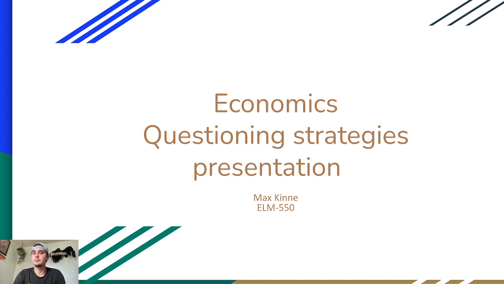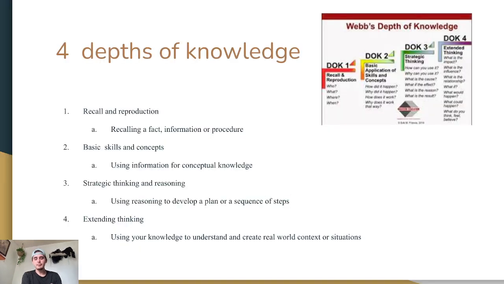So the first thing that we need to do is discuss the concepts of the depths of knowledge. We have the four depths of knowledge. Webb's depths of knowledge go to recall and reproduction, the basic skills and concepts, strategic thinking and reasoning, and extended thinking. So if we're going base by base, we're going to start with recall and reproduction. That's just recalling a fact or information about the concept. In this context, it'd be what is money, what is money important for, where do we get money, and so on, stuff like that.